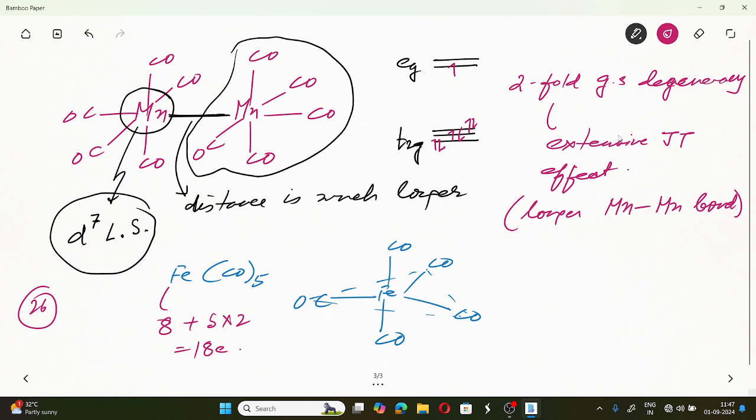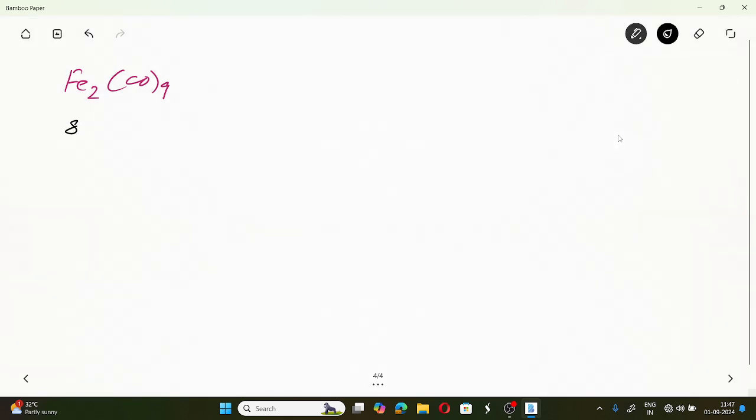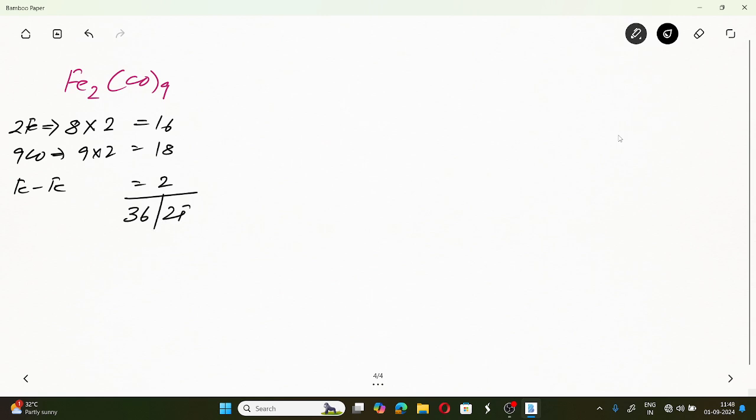Then next we will discuss Fe2(CO)9. Once again, if you think in terms of the 18 electron rule, iron has 8 outer electrons. 8 into 2 for 2 iron centers is 16, for 9 carbon monoxide, 9 into 2 is 18, and for the iron-iron bond 2, so this is 36 per 2 iron centers, so this is 18 per iron center, so the 18 electron rule is satisfied.